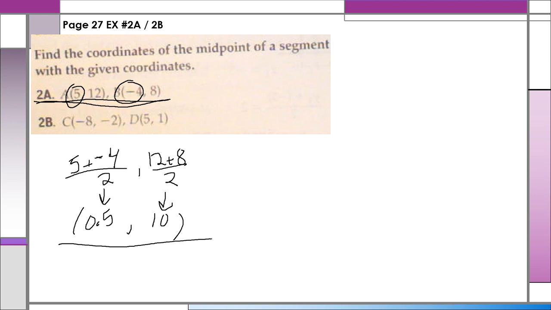But this would be your new midpoint, 0.5, comma 10. That's your midpoint. Again, same thing as before, just twice. Once with the x's, once with the y's, and then you're done.